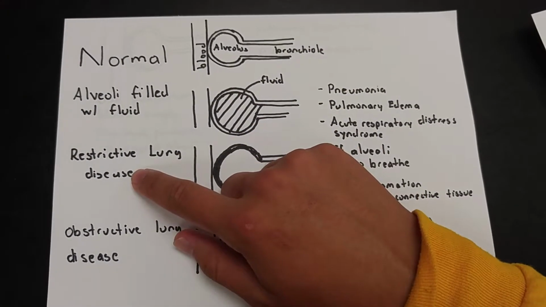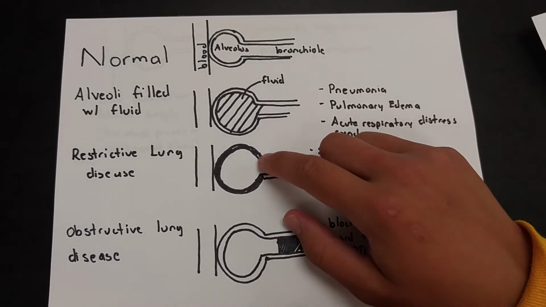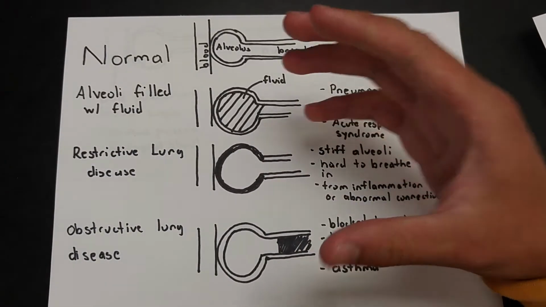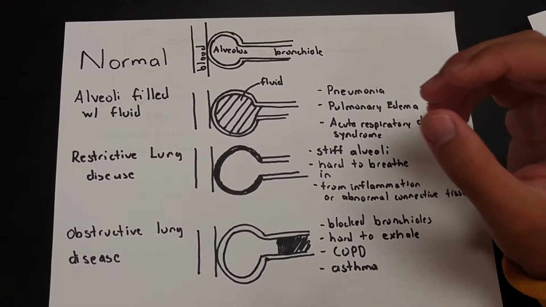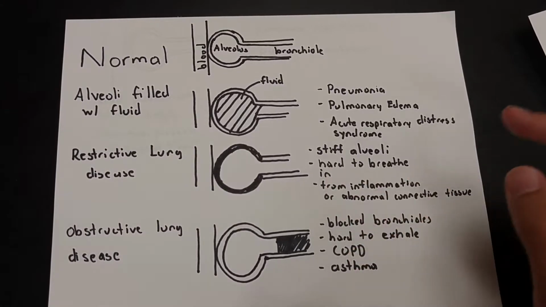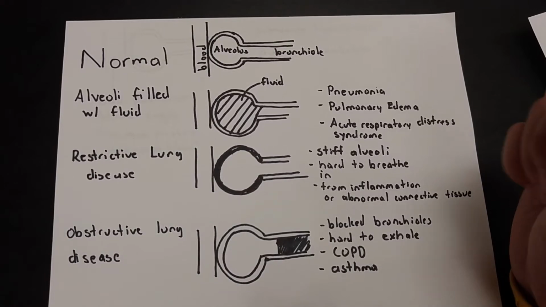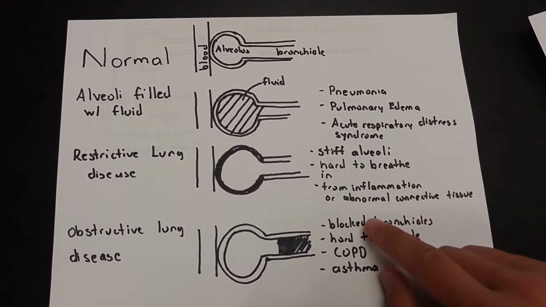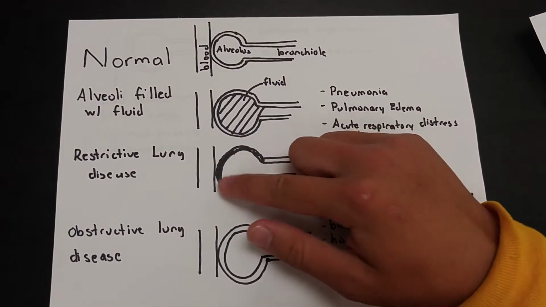The next category is restrictive lung disease. In restrictive lung disease, the alveoli are very stiff, so they're very hard to expand. That means it's very hard to inhale. The stiff alveoli can be caused by inflammation, say chronic inflammation from lupus, or by abnormal connective tissue. That could cause the alveoli to become stiff.